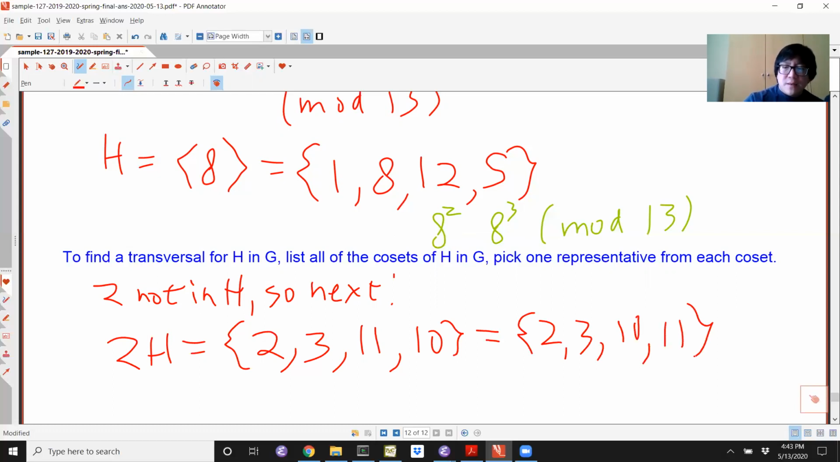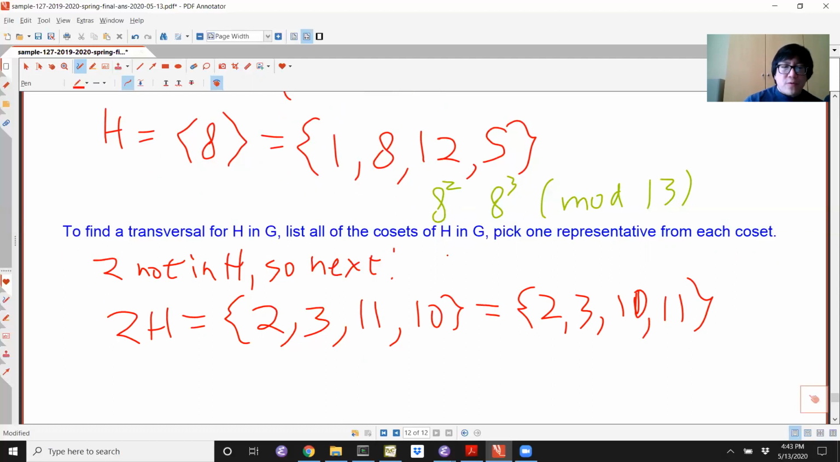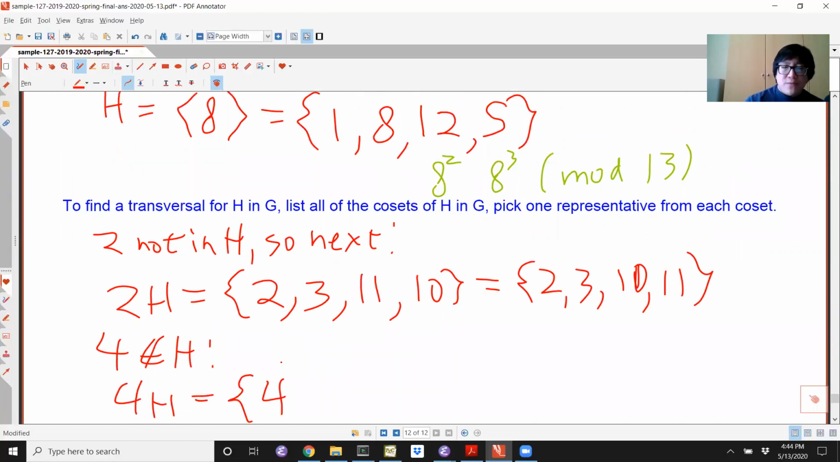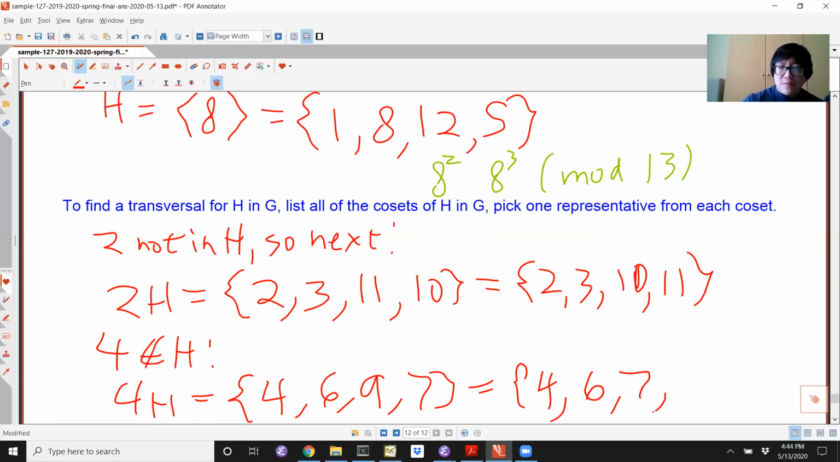So what else have we not hit? 1, 2, 3, 4. I guess 4 is not in H, so let's do that next. 4H: 1 times 4 is 4. 8 times 4 is 32, which is 6 mod 13. 12 times 4 is 48, which is 9 mod 13, and 5 times 4 is 20, which is 7 mod 13. I did that quickly in my head because I've been doing this for a long time, but you can do it more painstakingly, or with a calculator.